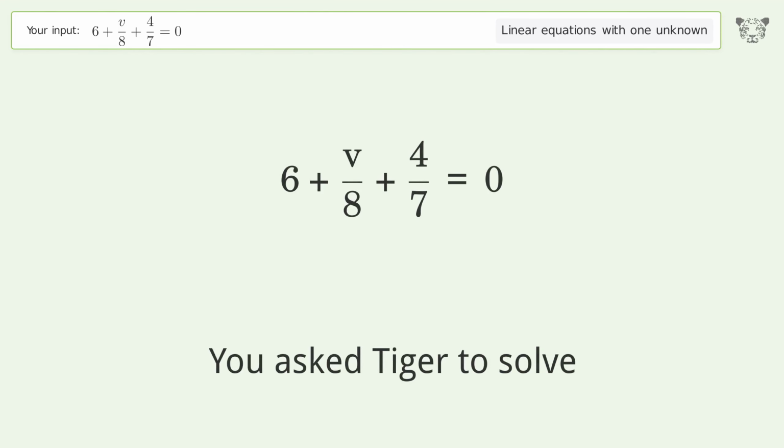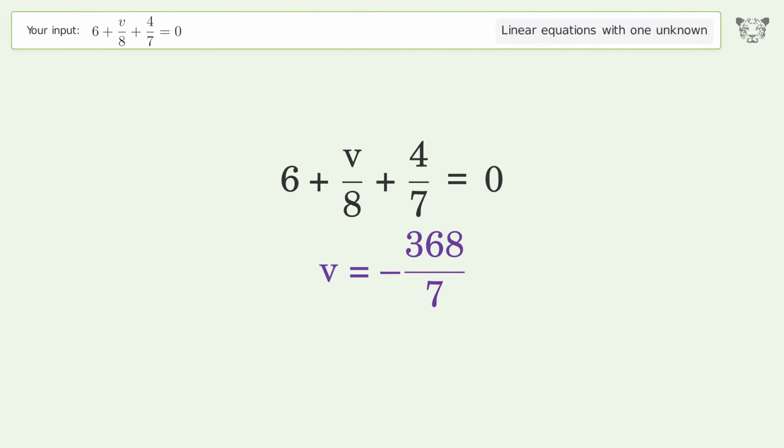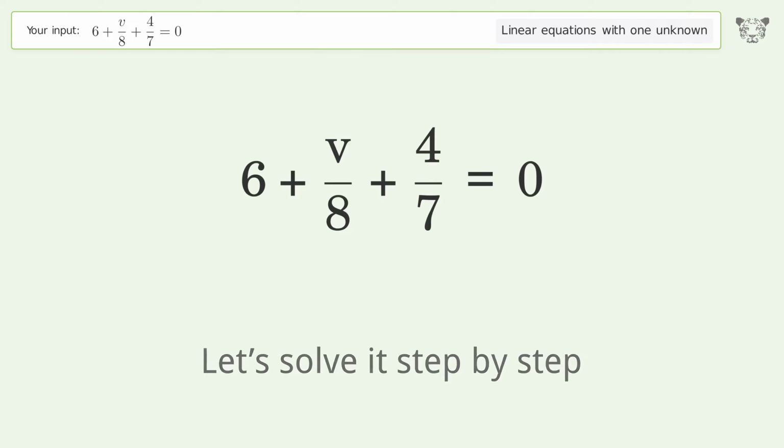You ask Tiger to solve. This deals with linear equations with one unknown. The final result is v equals negative 368/7. Let's solve it step by step.